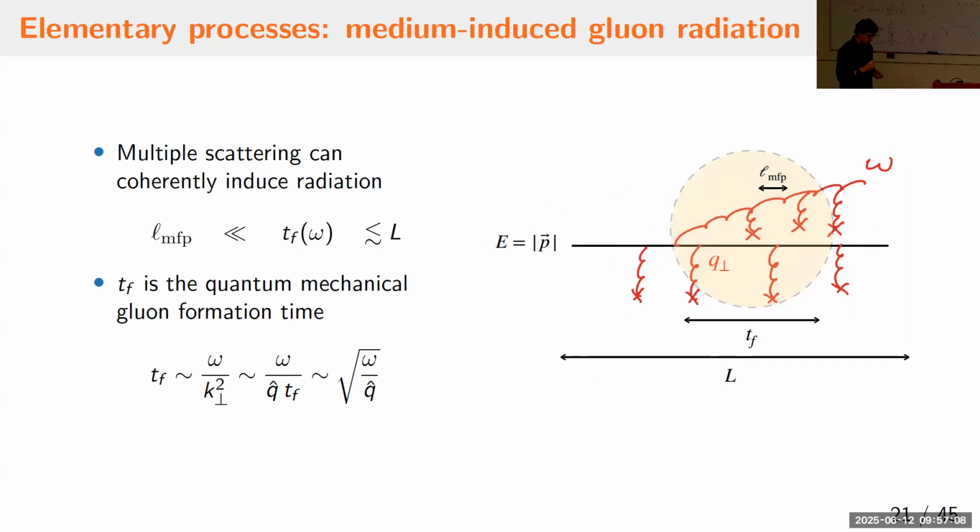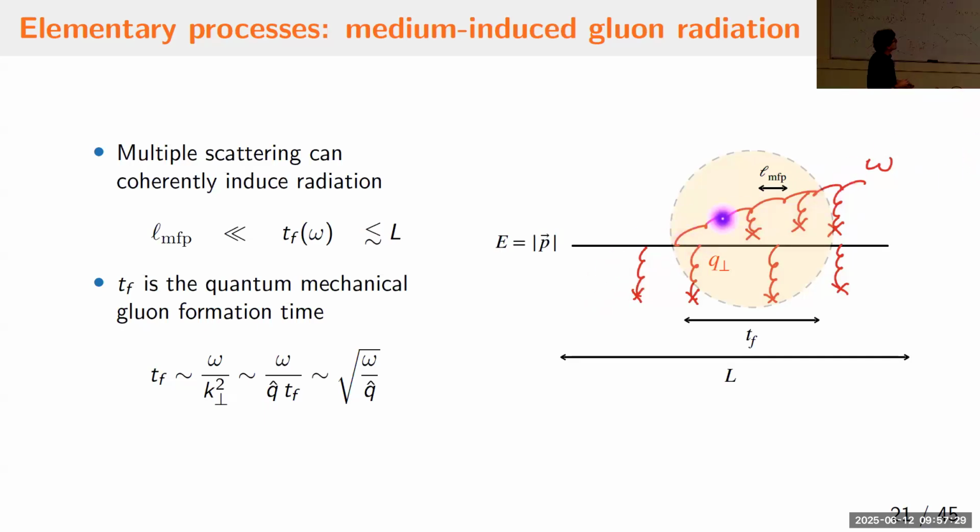Why is this process important? Well, this process is important because it can lead to additional energy loss. By radiating a gluon, the quark can lose energy and can eventually be stopped if it radiates enough gluons here.